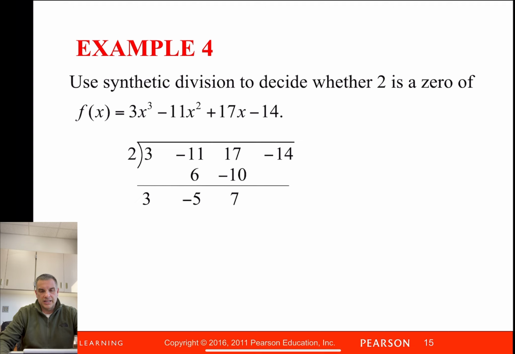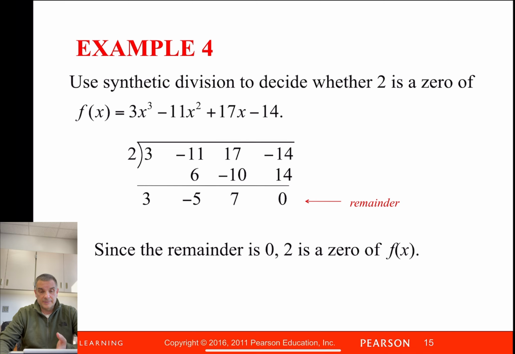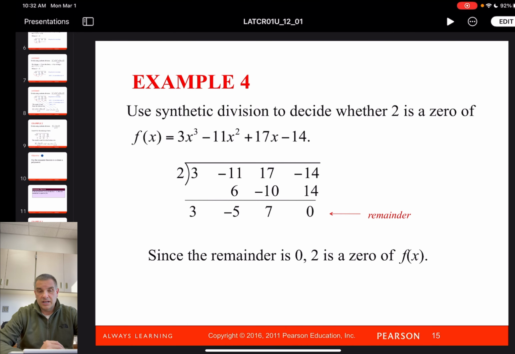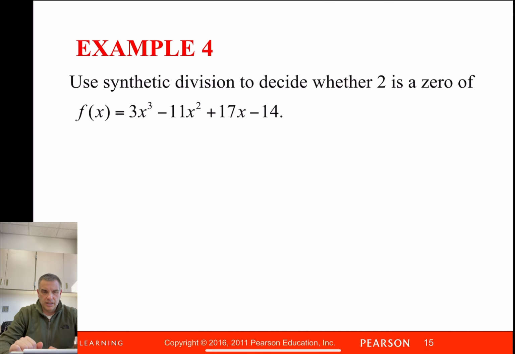Okay, if you look at their explanation, they ended up with 0. The remainder is 0. Since the remainder is 0, 2 is a zero of the function. We don't have to take that any further than that. Okay, so let's look at one more example of something like that.